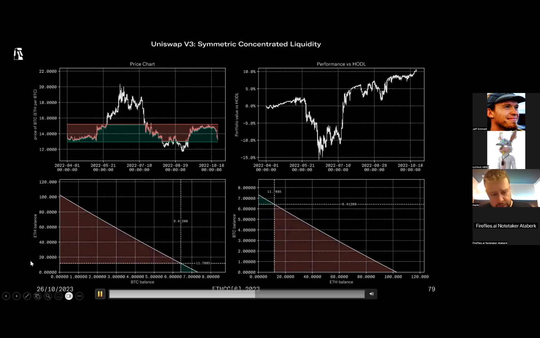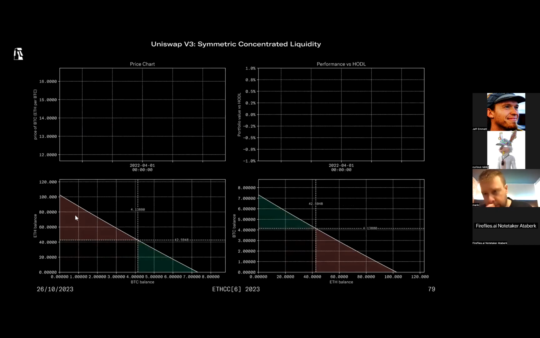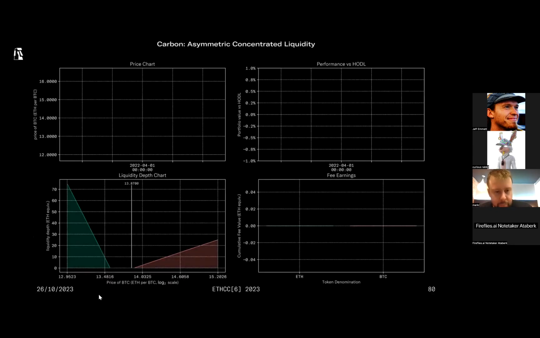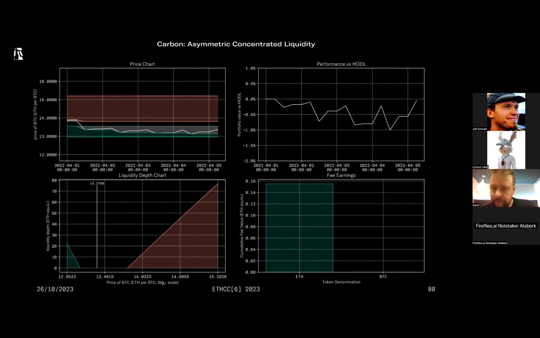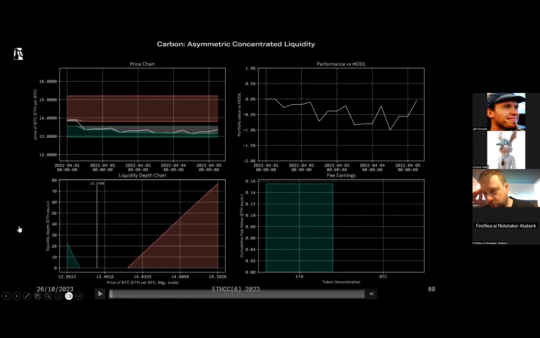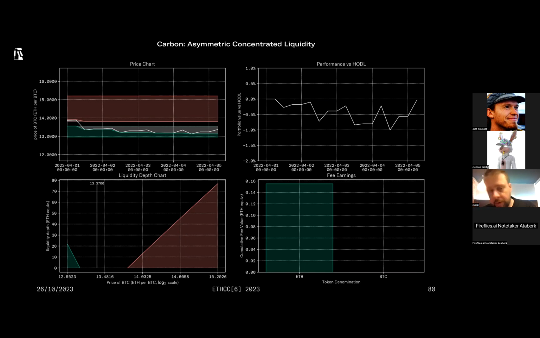And this is a key takeaway because Carbon isn't. So this is, remember, the two different bonding curves that I said we're using to change the way that things trade.